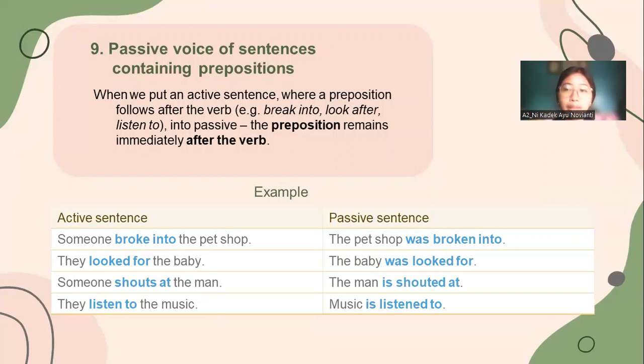The second example is active voice. An active sentence: they look for the baby. The passive sentence: the baby was looked for. And then the active sentence: someone shoots at the man. In the passive sentence: the man is shot at.